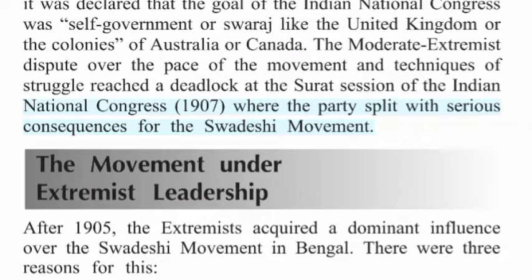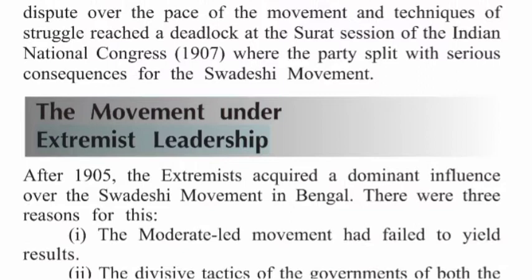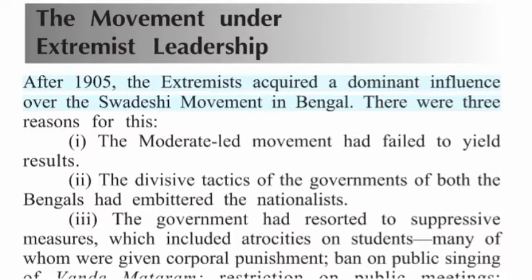The movement under extremist leadership. After 1905, the extremists acquired a dominant influence over the Swadeshi movement in Bengal. There were three reasons for this. One, the moderate-led movement had failed to yield results. Two, the divisive tactics of the governments of both the Bengals had embittered the nationalists.